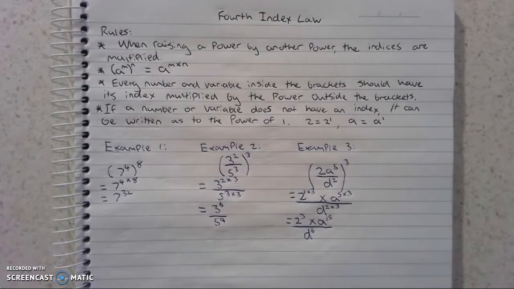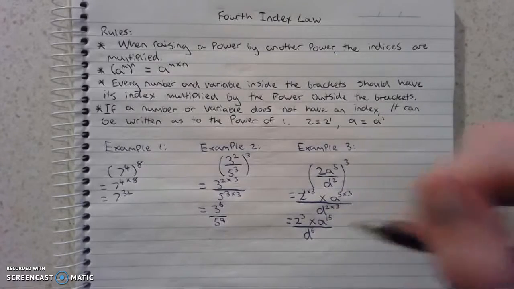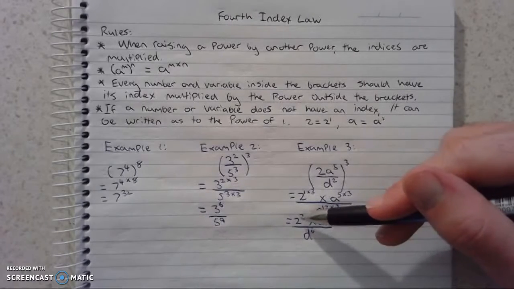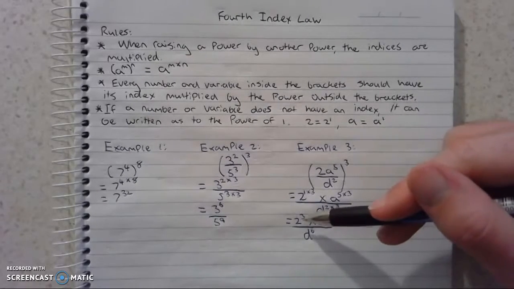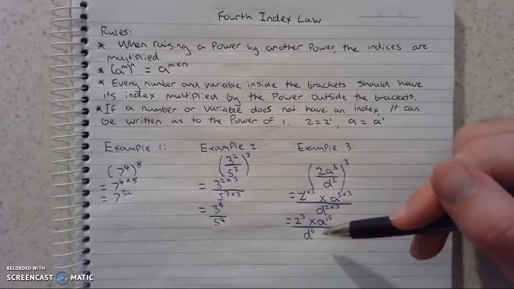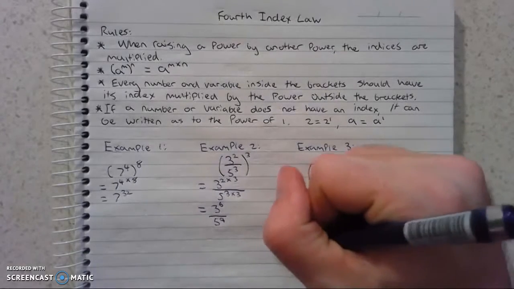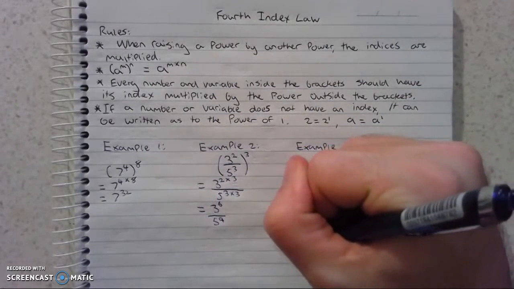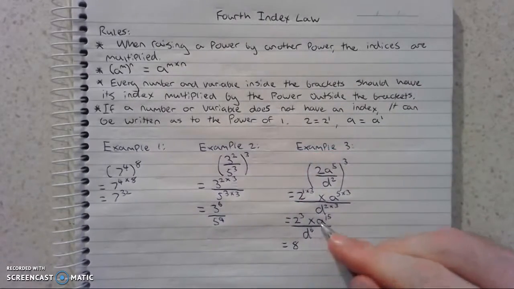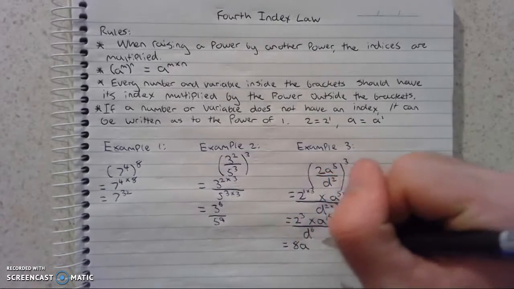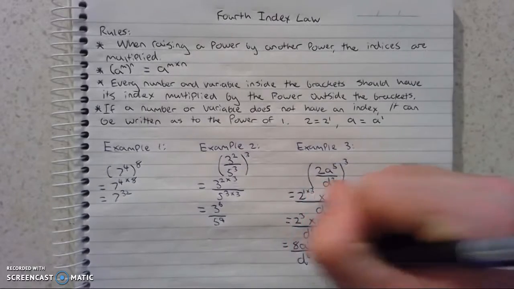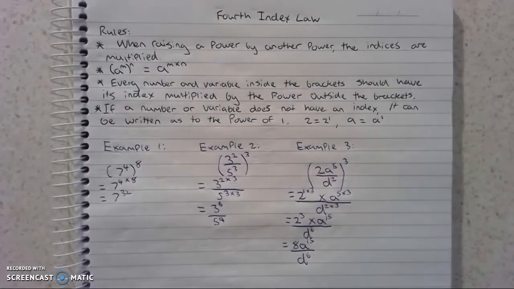Okay. Now there's one more step we can do here to simplify this down a bit more. The only thing we can possibly do is work out our coefficient here, because nothing else can be properly solved down. So we'll just finish off by working out our coefficient. 2 to the power of 3 we know is 8, so it'd be 8 times a to the power of 15 over d to the power of 6.